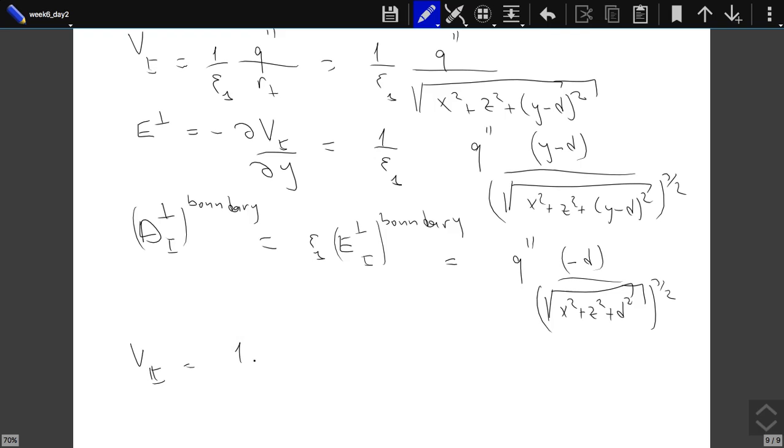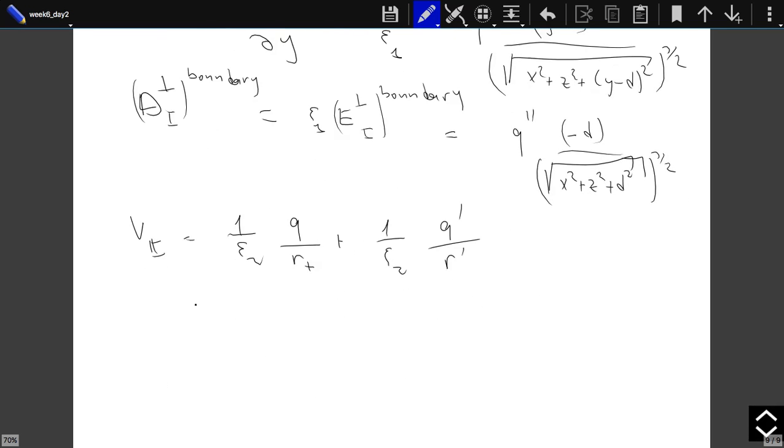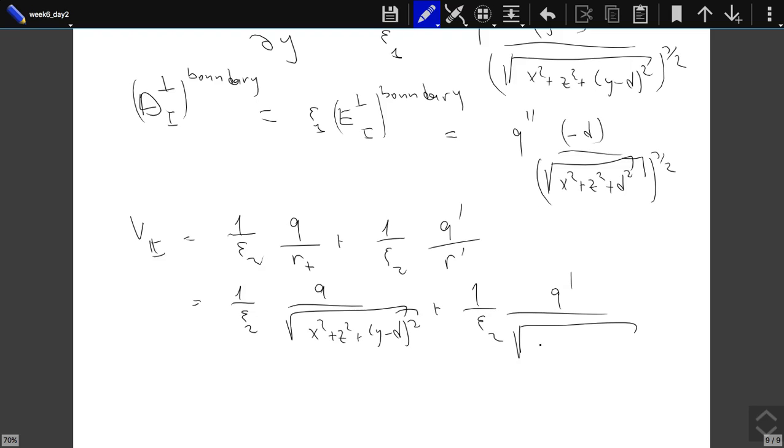V2, remember, this is 1 over epsilon 2 Q over R plus 1 over epsilon 2 Q prime over R prime. This is equal to 1 over epsilon 2 Q over square root of x squared plus z squared plus (y minus d) squared, plus 1 over epsilon 2 Q prime over square root of x squared plus z squared plus (y plus d) squared. Remember, Q prime was on the other side of the surface.